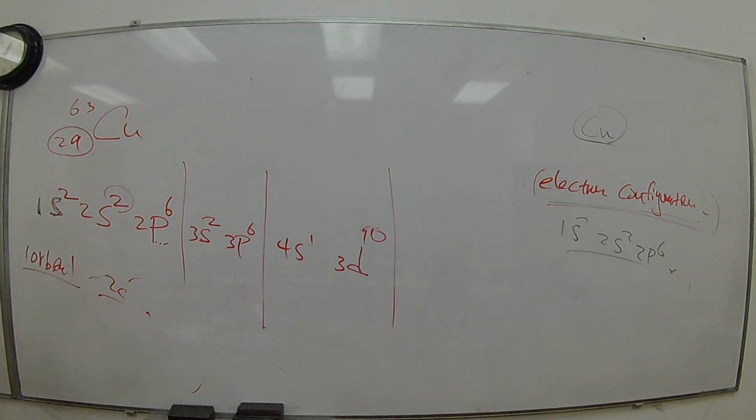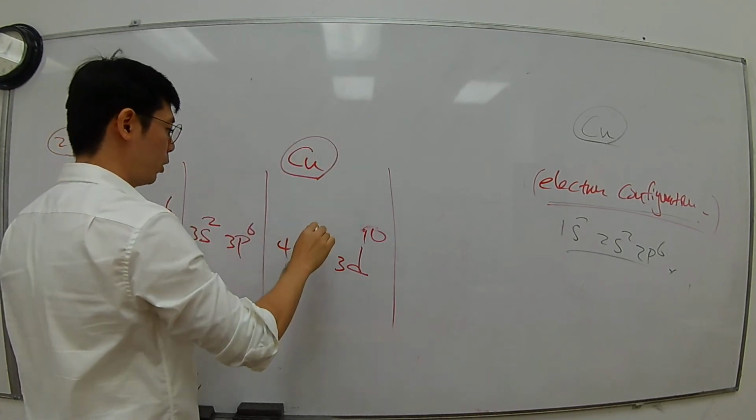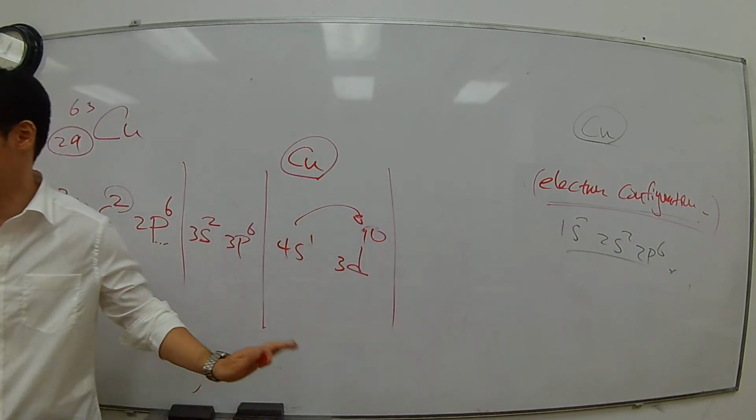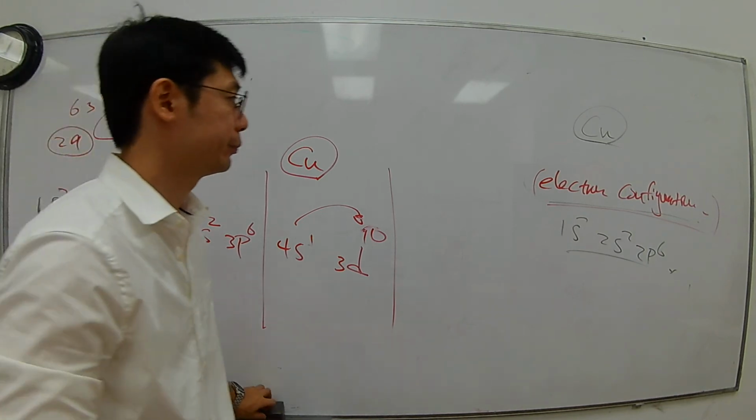So it can hold two, okay? But because there's some uniqueness of copper, copper sends one electron of the s to the d. So that's one of the exceptions we'll get to know for copper.